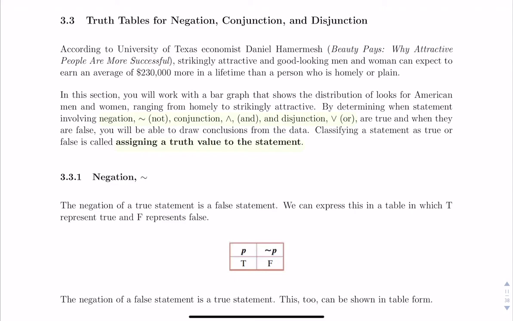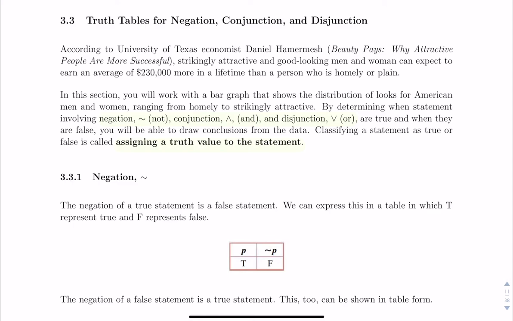In section 3.3, we talk about truth tables for negation, conjunction, and disjunction. So if you aren't comfortable with the definitions of negation, conjunction, and disjunction, I want you to go back and look at the video for 3.2 and 3.1. If you don't have a good grasp on these definitions, the truth tables will be a lot harder.